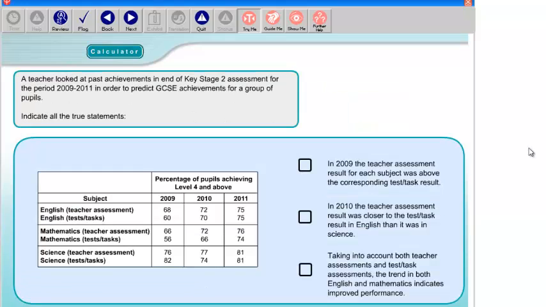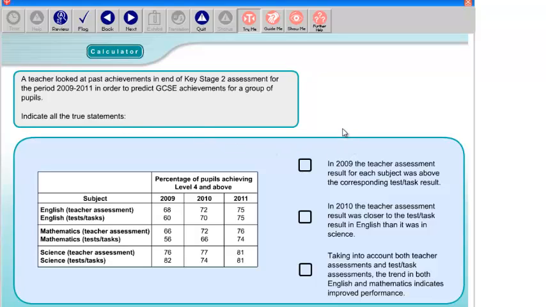How are you doing? You still strong? Well, we've made it to the final question now. So question 16. The teacher looked at past achievements in Key Stage 2 assessment for the period 2009 to 11 in order to predict GCSE achievements for some pupils. Indicate all the true statements.